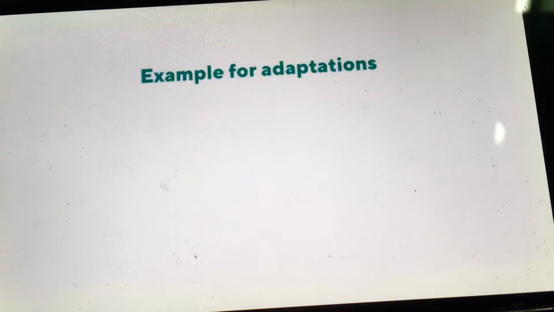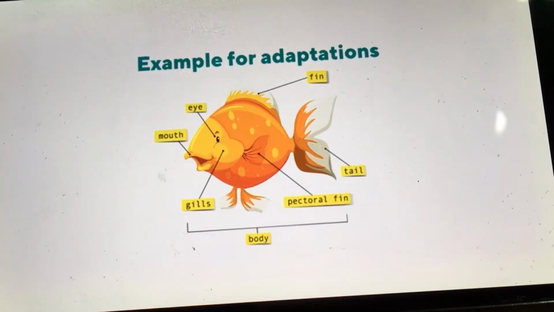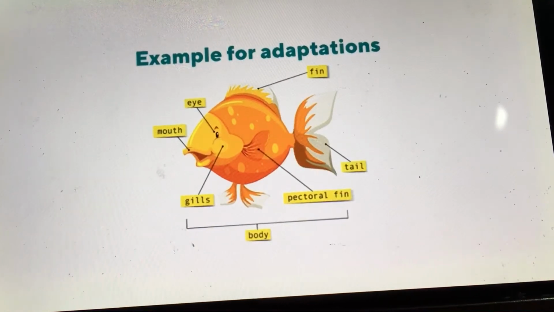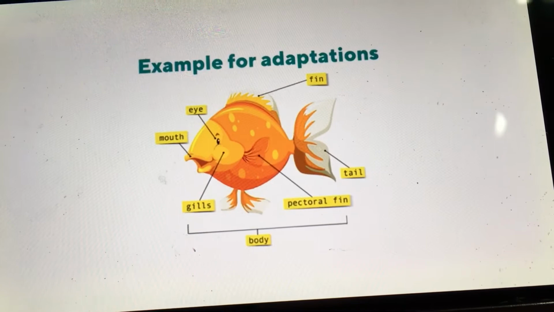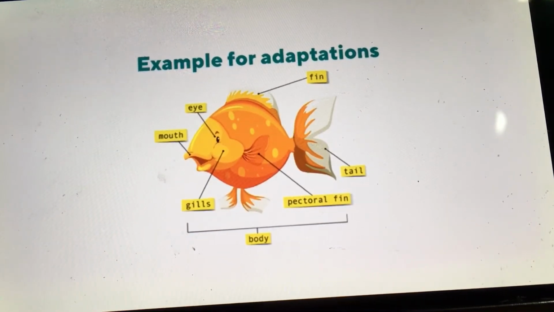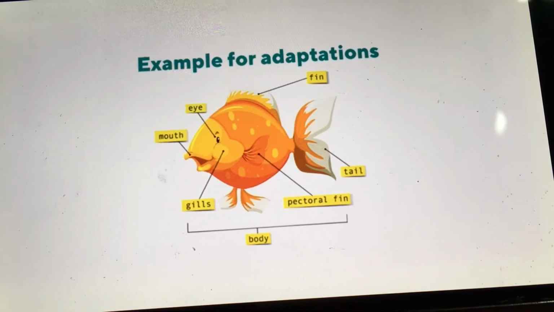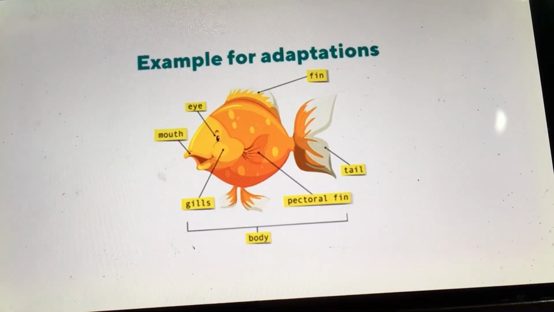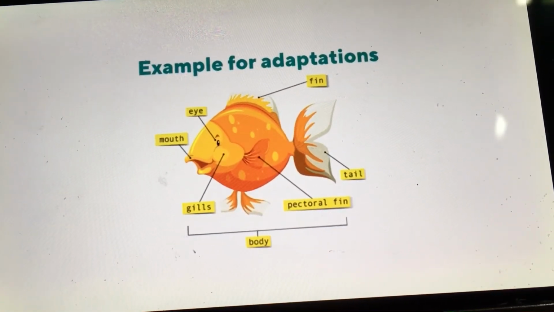I'll give you an example. Take a fish. A fish lives in water, that is its habitat. What are the special features the fish has in order to live in water? It could be the streamlined shape of the body, it could be the fins or the scales, or it could be even the gills that they use to breathe. So these are adaptations. How do we classify animals based on their habitats?